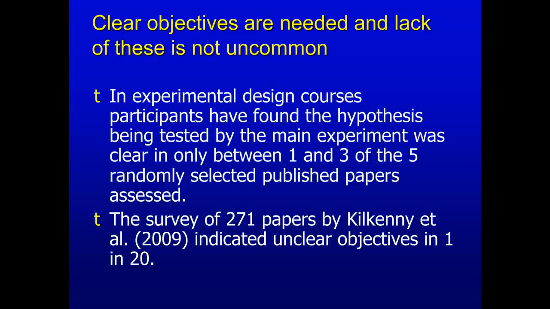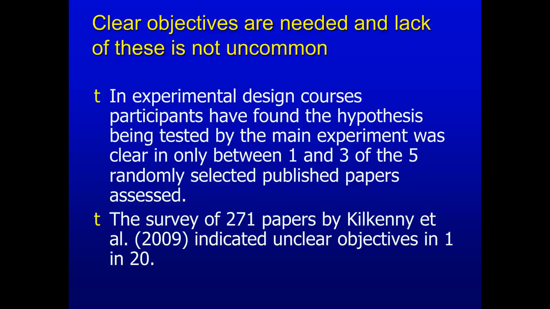And of course, we've mentioned that unclear objectives are not uncommon. We've done a number of workshops in which people have looked at the objectives in papers and taken the first or main experiment and tried to see if they are clear as to what the experimenters were trying to show. And typically, we find approximately half the groups cannot find out what the objective of that experiment was.